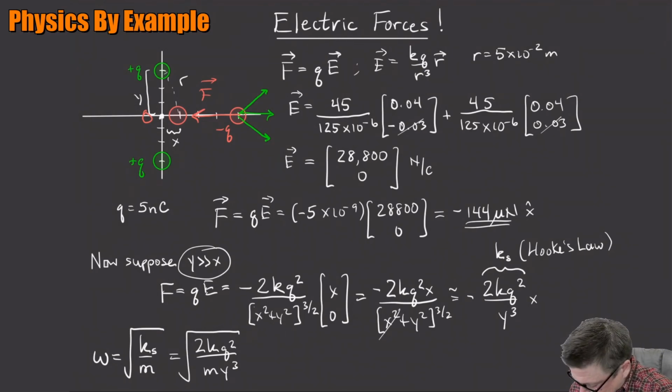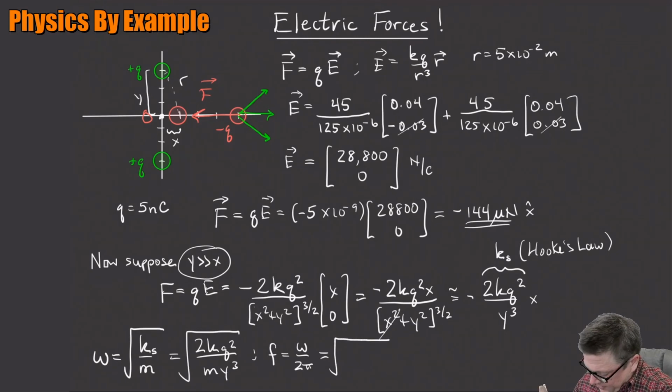And remember, if you just want regular frequency in hertz, that is omega divided by 2 pi, because there are 2 pi radians in a cycle. And so if you do this, our final frequency, let's see if I put the 2 pi in there. One way I can put the 2 pi in there is just to make it 4 pi squared and put it inside the square root. So if you do that, what you get is kq squared over, the 2 divided by 4 is 2, pi squared m y cubed.